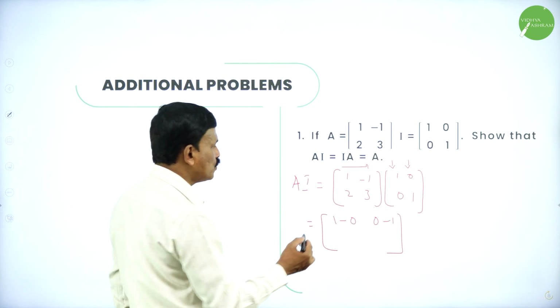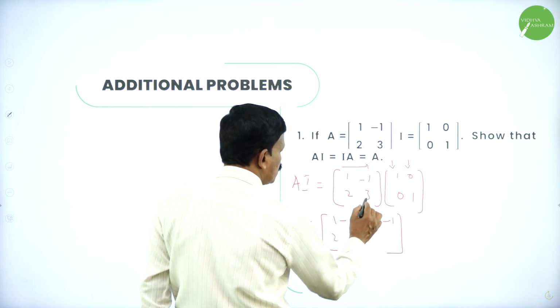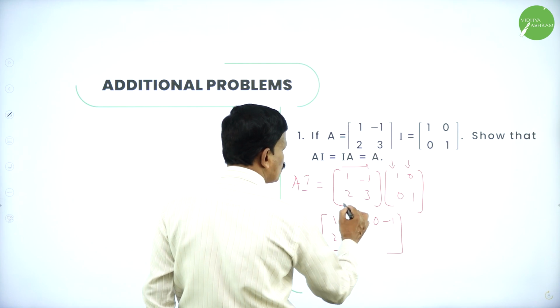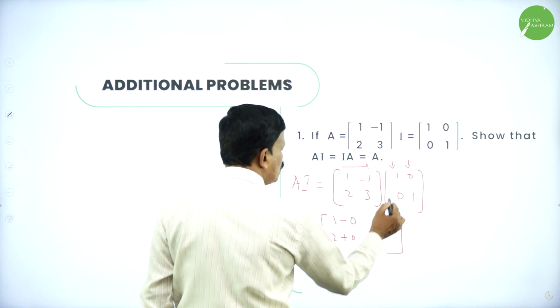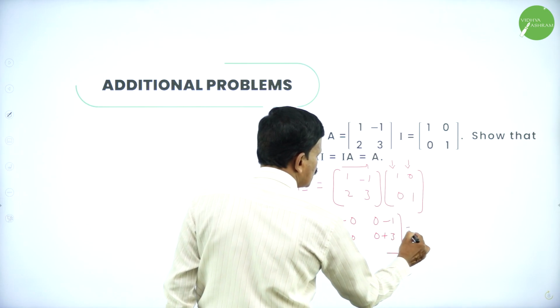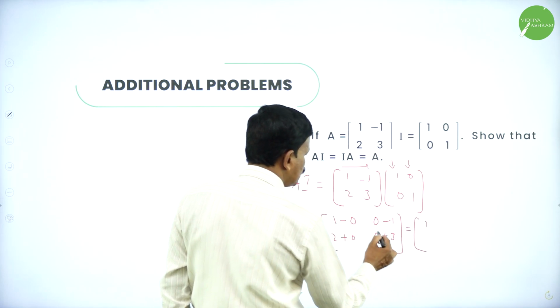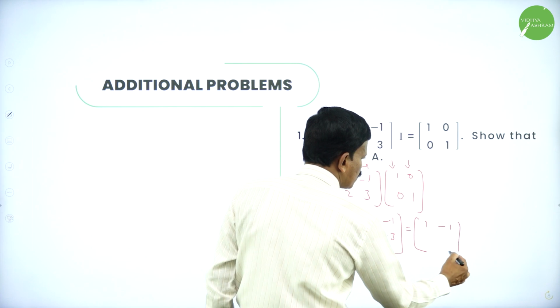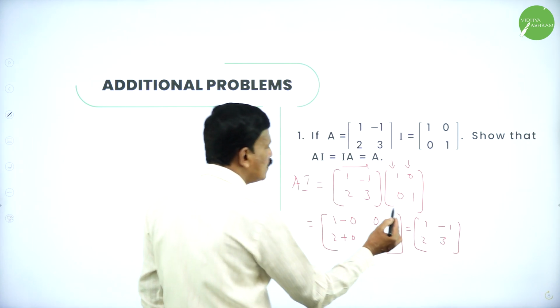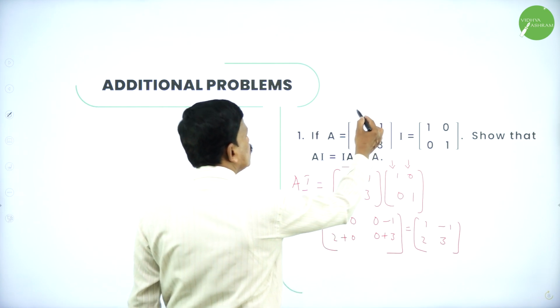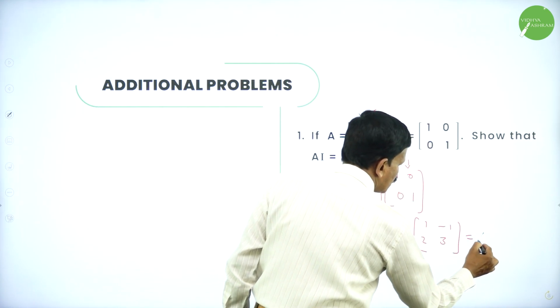Now come to the second row. 2 ones are 2, plus 3 into 0 is 0. Second row, second column: 2 into 0 is 0, plus 3 into 1 is 3. This is equal to 1, 0 minus 1 is minus 1, 2 plus 0 is 2, 0 plus 3 is equal to 3. So 1, minus 1, 2, 3. That is nothing but our same matrix C.